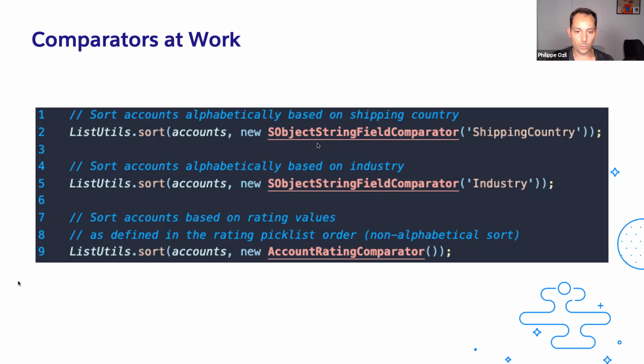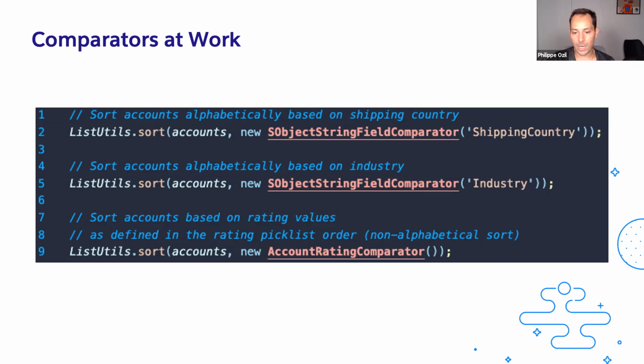Here, this comparator is super generic because it works with a string field. And you can actually pass the string field that you're ordering with as a parameter. So you can see that I'm reusing the same sObject string field comparator, and actually I can sort my list of accounts with two different things. On the first example here, I'm sorting based on the shipping country. And in the second one, I can actually sort based on the industry field. So this is really the power of comparators. You can have the same comparator, but with different parameters to provide different sorting strategies.